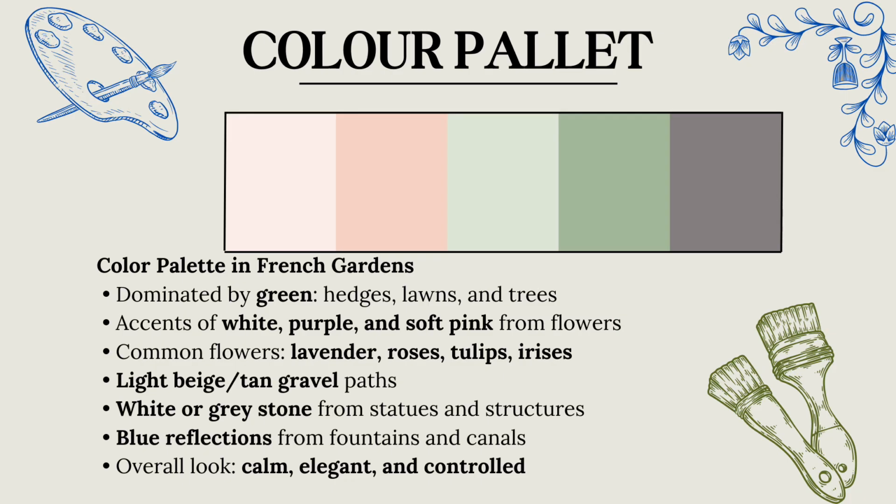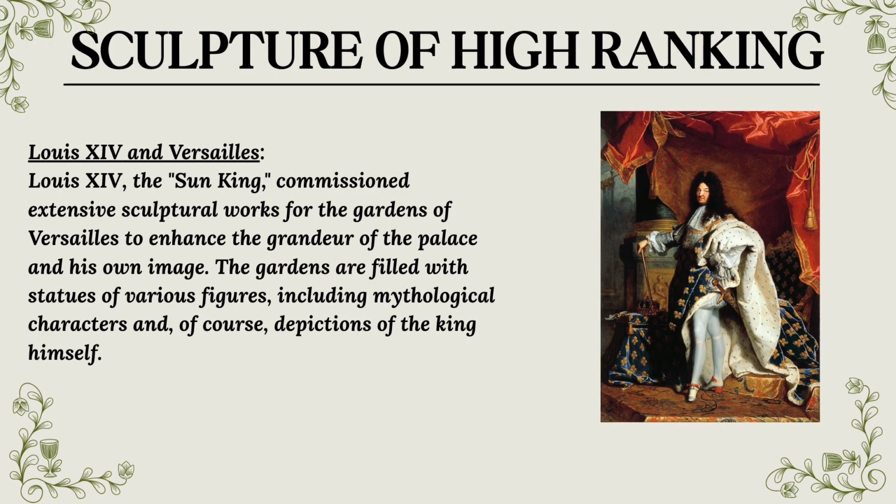For the color palette in the French garden, it is dominated by green hedges, lawns and trees, with accents of white, purple, and soft pink from flowers. Common flowers are lavender, roses, tulips, and iris, with light beige or tan gravel paths and white or grey stone from the statues and structures. Sculpture of high rank: Louis XIV commissioned extensive sculptural work for the gardens of Versailles to enhance the garden of the palace and his own image. The gardens are filled with statues of various figures, including mythological characters and, of course, depictions of the king himself.